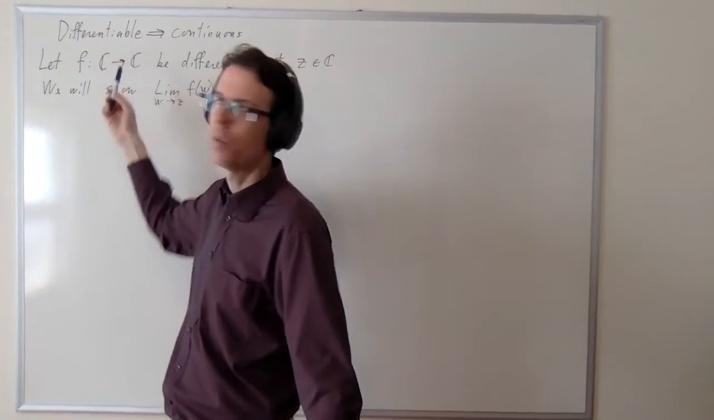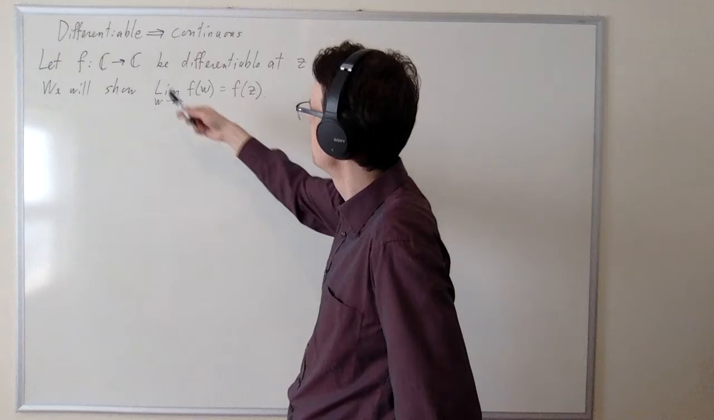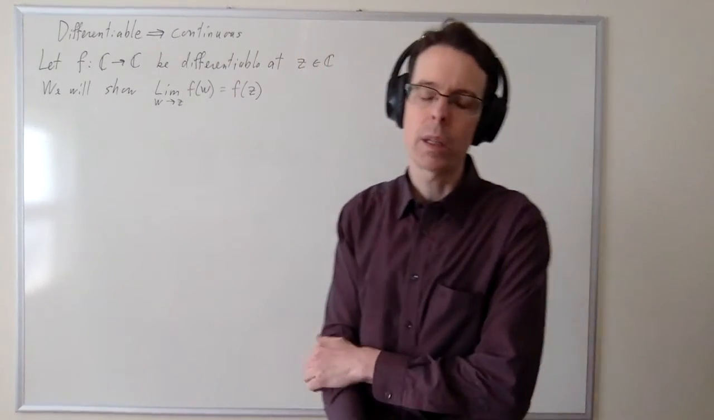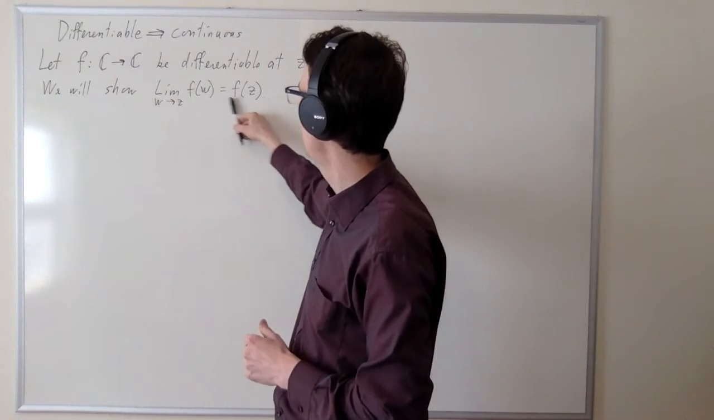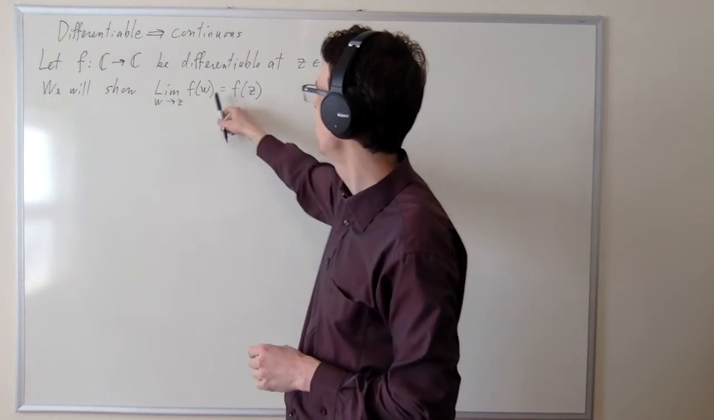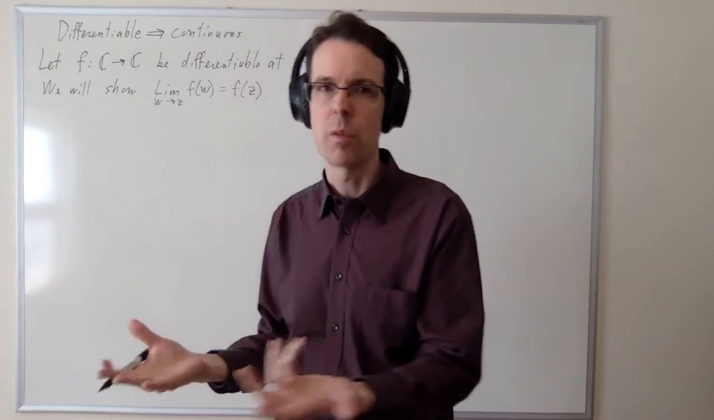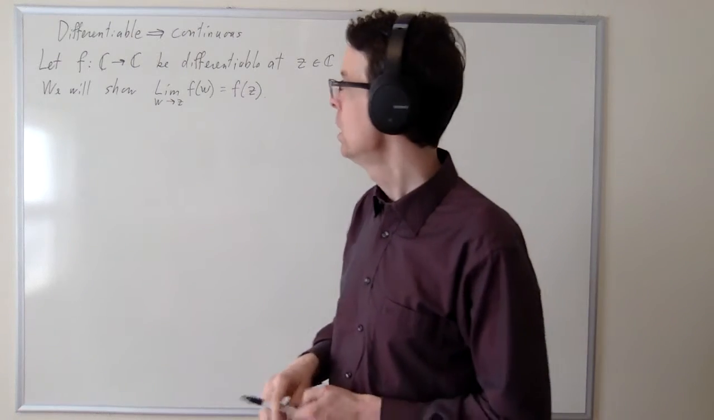Actually, the function doesn't need to be defined on all of C for this to be true. It can be defined on a much smaller section, but I'm just simplifying here. So we're not going to show continuity directly. We're going to calculate the limit as w approaches z of f of w, and we need to show that that limit gives you f of z, which means that the limit as it approaches that is equal to the value, which means that the function will be continuous at that single point at least.